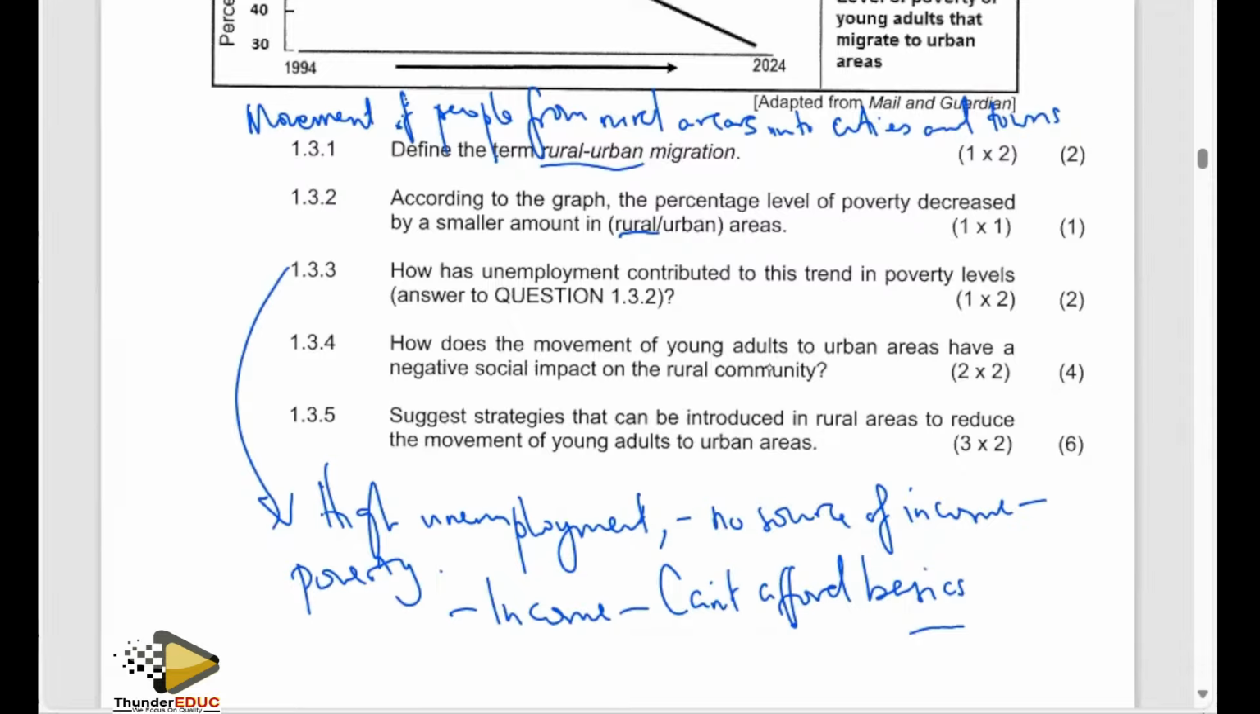Right, then we'll go on to the next question. Next question is saying, how does the movement of young adults to urban areas have a negative social impact on rural community? Right, the question here is specific.